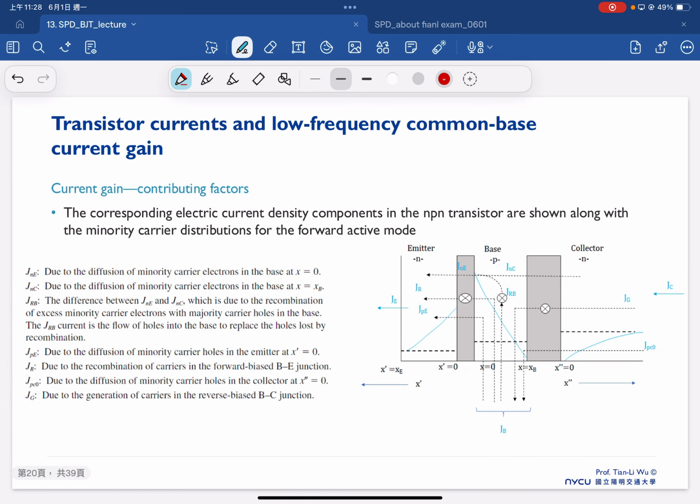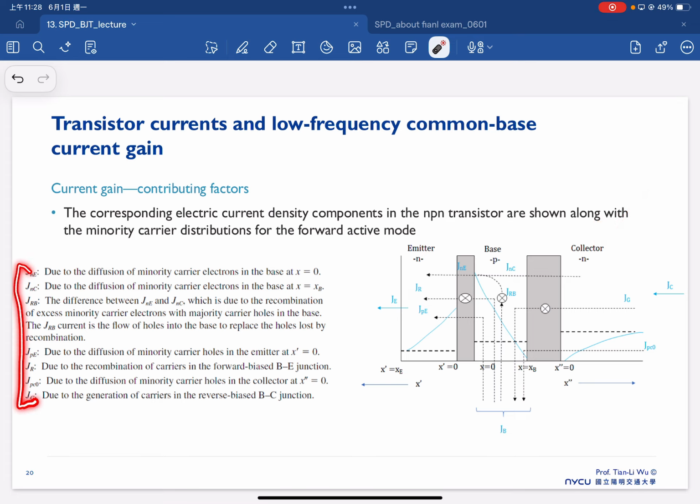So here are some more details from this graph. This is a schematic in a more comprehensive way, but it's exactly the same as what we have drawn in the last slide. And this is a detailed explanation for each contributing factor here.